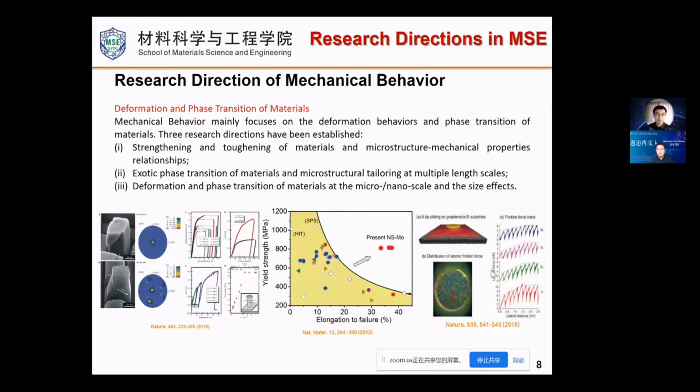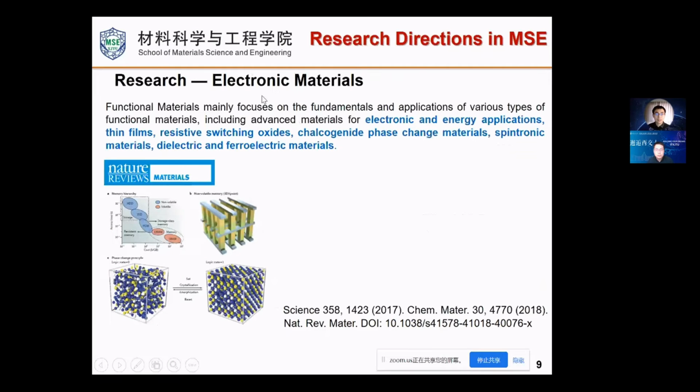The first research direction is about mechanical behavior. We also have a state key laboratory in this research direction. The teachers in this direction mainly focus on the deformation behaviors and the phase transition of materials. They studied the relationship between microstructure and mechanical properties. They also studied the phase transition of materials and the microstructure at different length scales. Also, they studied the size effect of deformation and phase transition. And in this research direction, a lot of outstanding research results have been published in top journals such as Nature and Nature Materials.